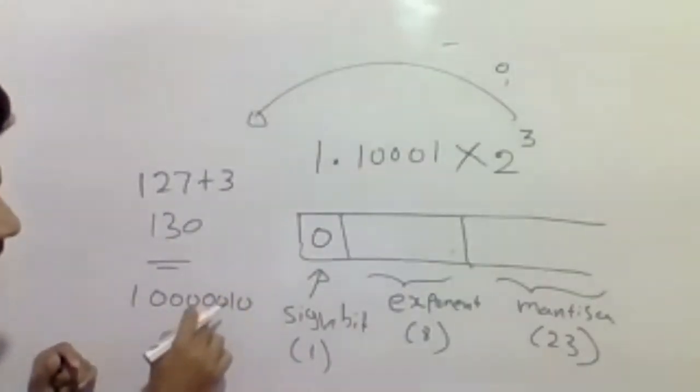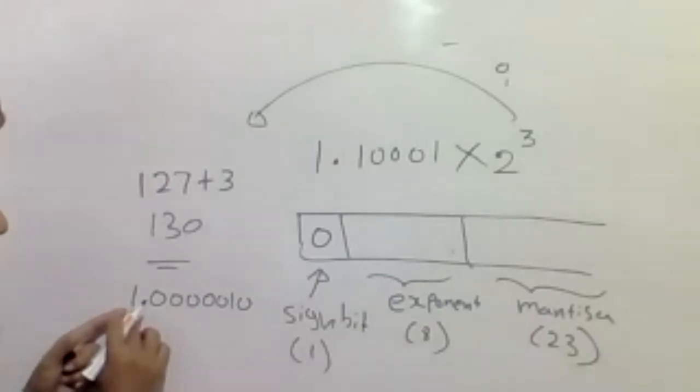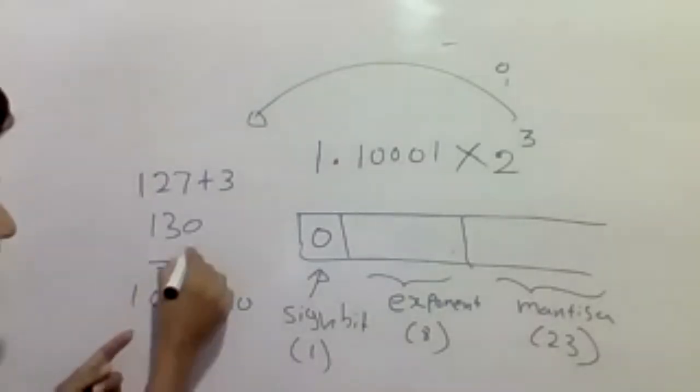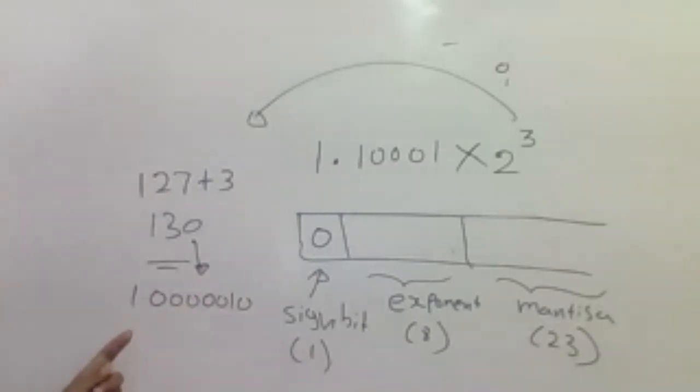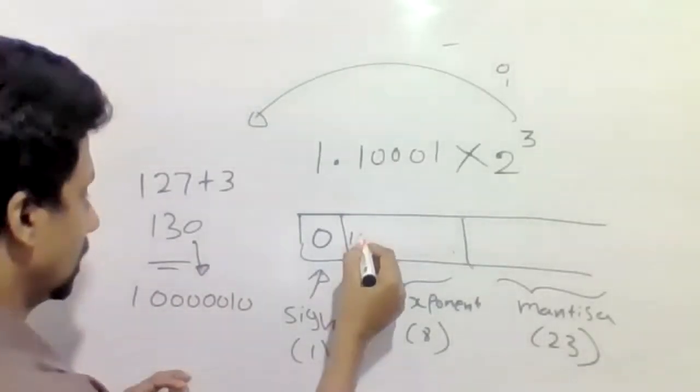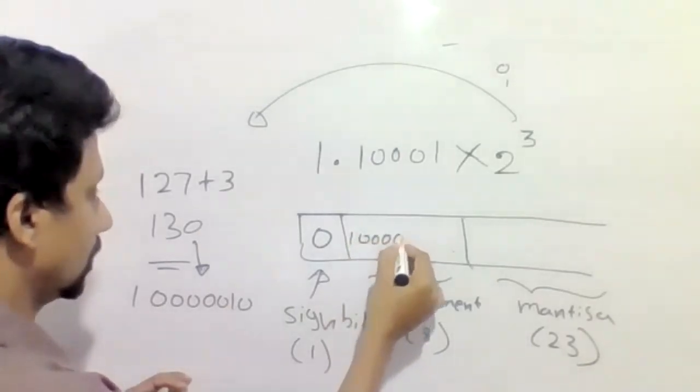1, 2, 3, 4, 5, 6, 7, 8. Yes. This is the exponent when you convert this decimal value to binary. So I'm going to write it here: 1 0 0 0 0 0 1 0.